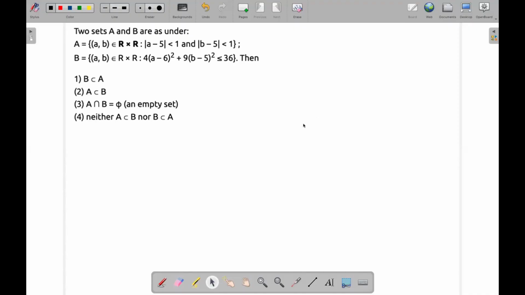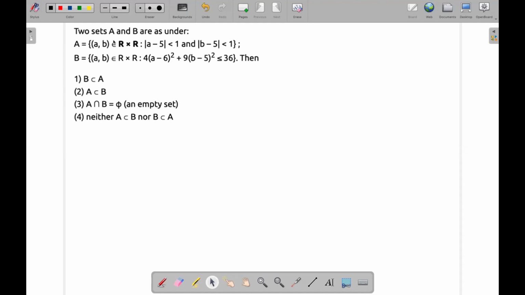All right. So we are again trying to solve a problem which appeared in one of the JEE exams. And this problem is dealing with two sets. One of the sets is given as the set of all ordered pairs A and B such that mod of A minus 5 is less than 1 and mod of B minus 5 is less than 1. While your set B is actually an equation, wherein it's also again a set of all ordered pairs A and B, wherein A and B is governed by this.